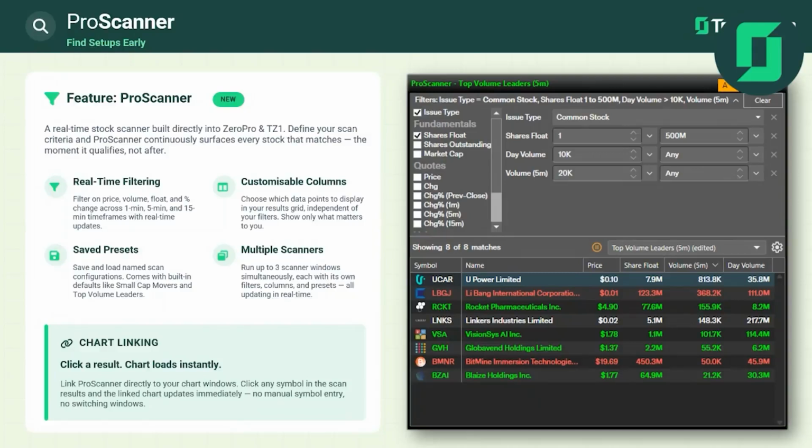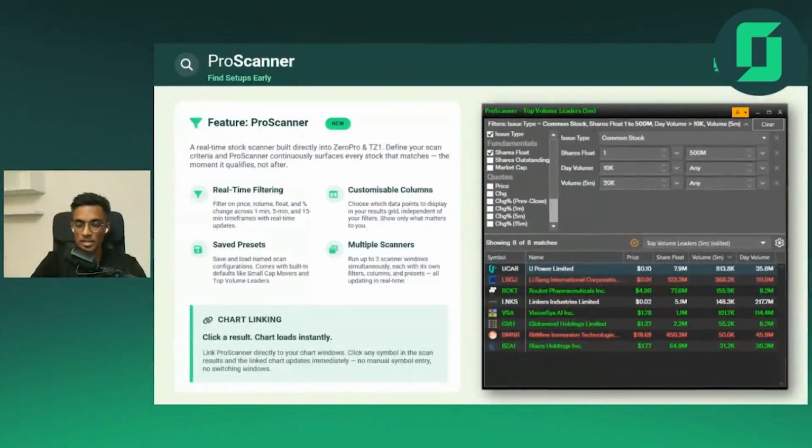So again, like I said, I know a lot of you have these third-party scanners, these ones that you pay for, where you see the symbol on a different screen, and you manually type that symbol into Zero Pro, TZ1, Zero Free, one of our platforms, and then you go ahead and trade, right? You can keep paying for those scanners where you have to manually enter and take precious time to enter those symbols into Zero Pro and our platforms, or you get the same symbols quicker through Pro Scanner, through Zero Pro, through TZ1, right? So let's take a look at some of the features.